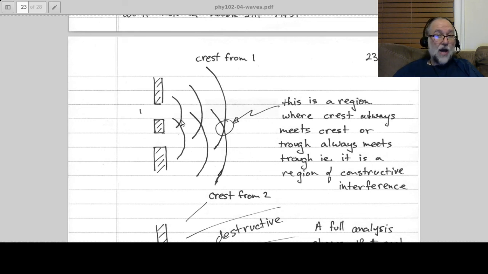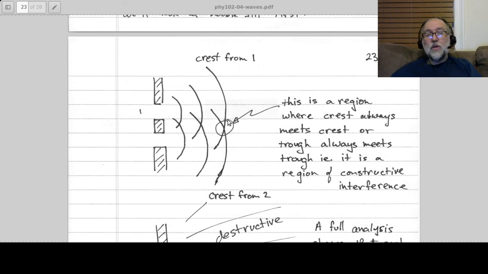Now I didn't draw the troughs because it would make the diagram too busy, but the troughs are in between the crests. So just imagine a dashed line between these two crests, and that dashed line would be from 1. And then over here, there would be a dashed line, the troughs from 2. In the same region, you're going to get trough meeting trough right behind this. So here's crest meeting crest, then trough meeting trough, crest meeting crest, trough meeting trough. But there's still constructive interference because you get the two troughs cooperatively working together to produce an even deeper trough.